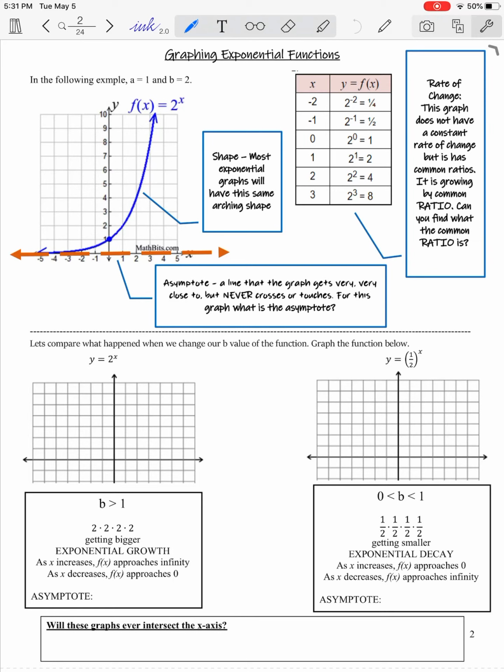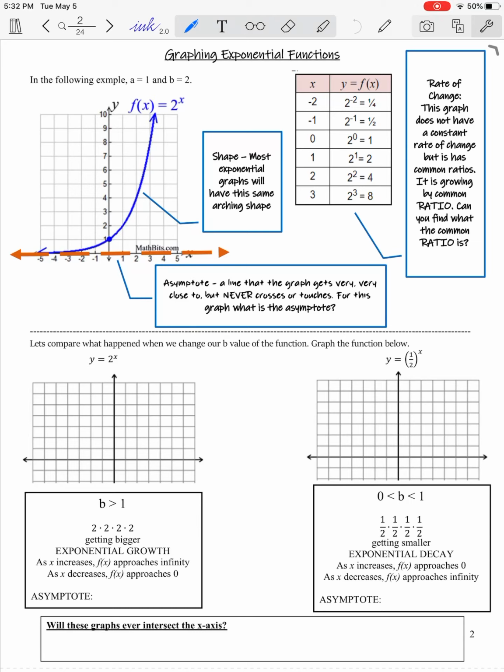I am on Unit 16, Packet 16, and I am on page 2. You did page 1 last time. If you can't print out the packet, then you can just write the notes on a separate piece of paper. We are going to graph, so if you have graph paper, fabulous. If you don't, then you can just sketch the graphs.